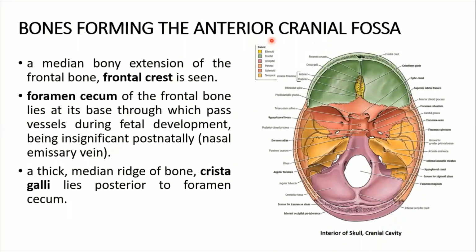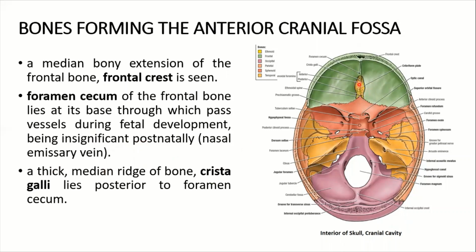And the bones forming the anterior cranial fossa continue. I told you already, this is the frontal crest, a median bony extension of the frontal bone. And the foramen cecum, this is the foramen cecum. I told you and showed you in the large form, and it lies at its base, through which pass vessels during fetal development, being insignificant postnatally. And postnatally, in the adult, a nasal emissary vein passes there.